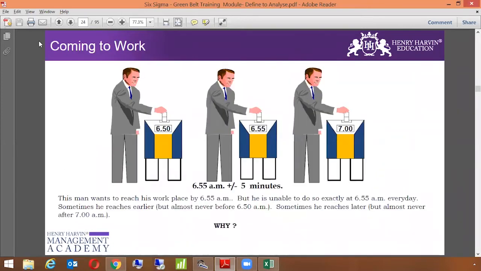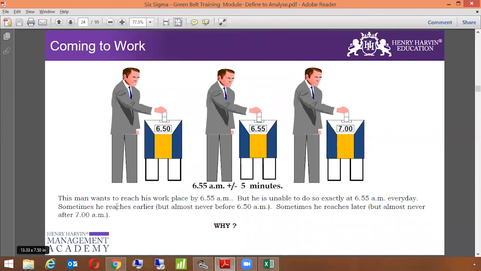Let's take an analogy to understand something very interesting that is coming up. Let's take this example. A man wants to reach his workplace by 6:55 a.m. but he's unable to do so exactly at 6:55 a.m. every day. Sometimes he reaches earlier, but almost never before 6:50. Sometimes he reaches later, but almost never after 7 a.m.